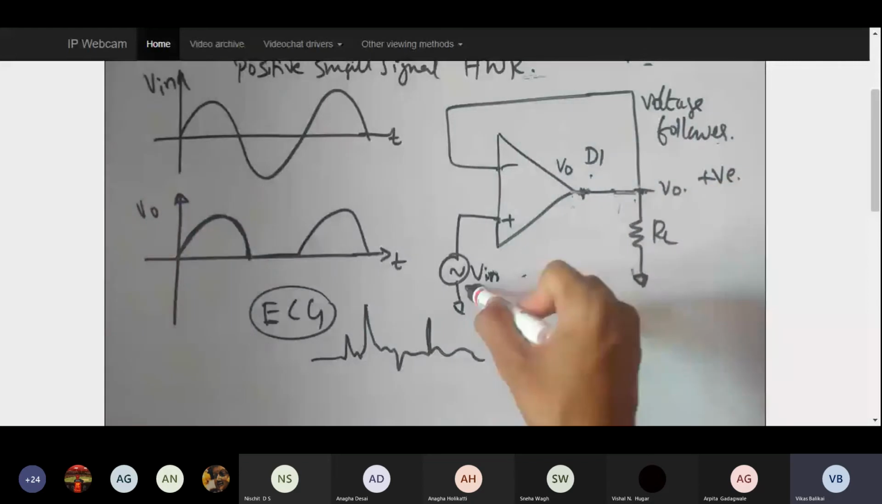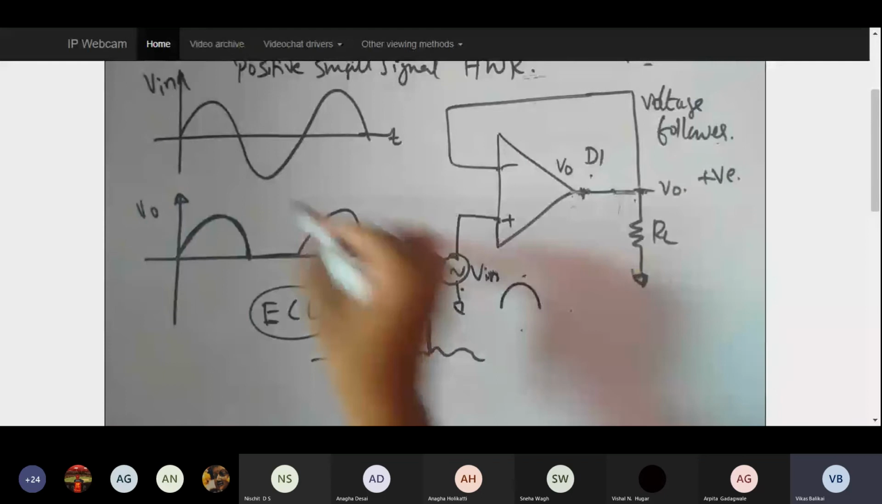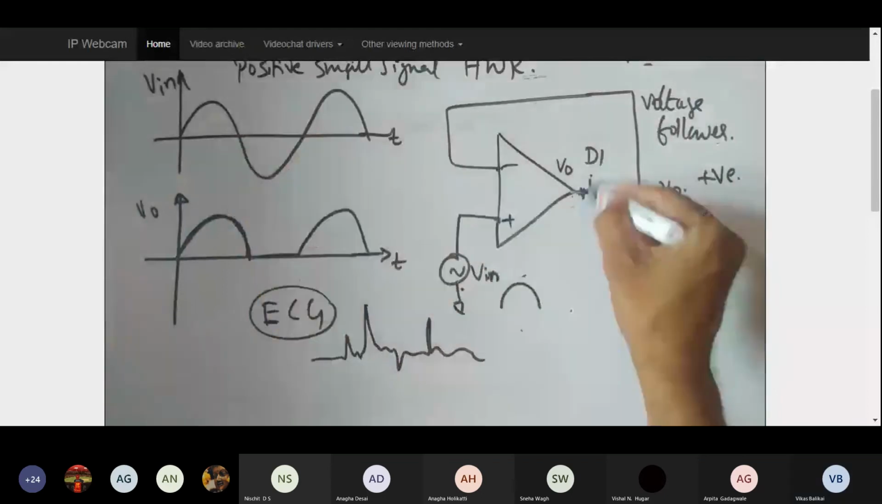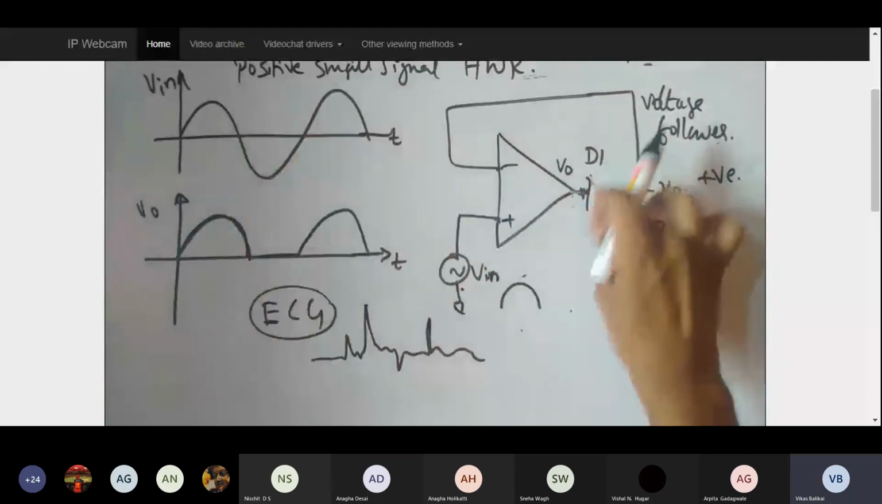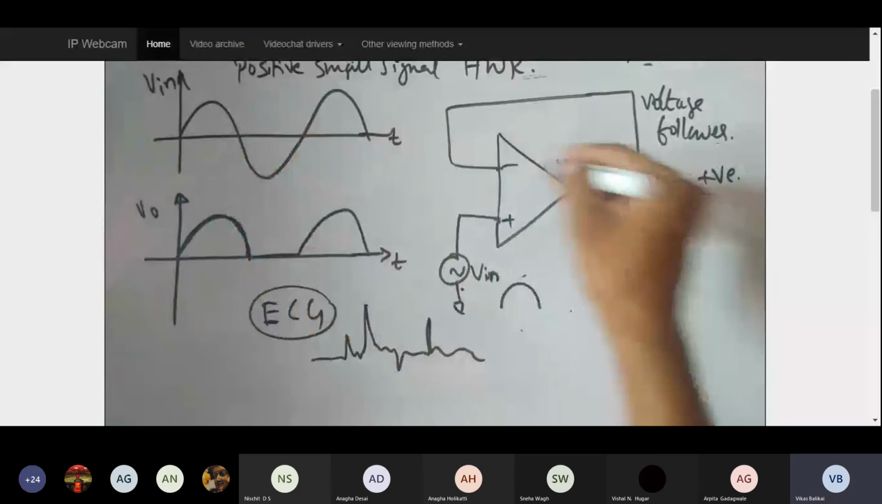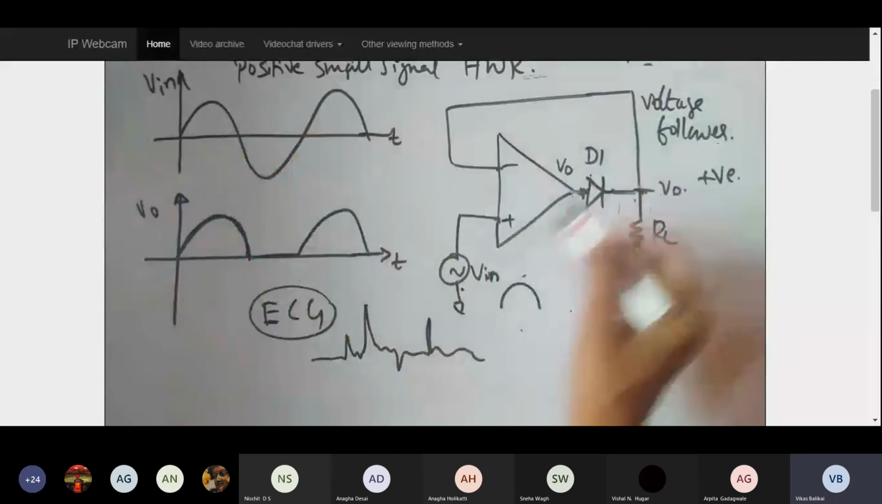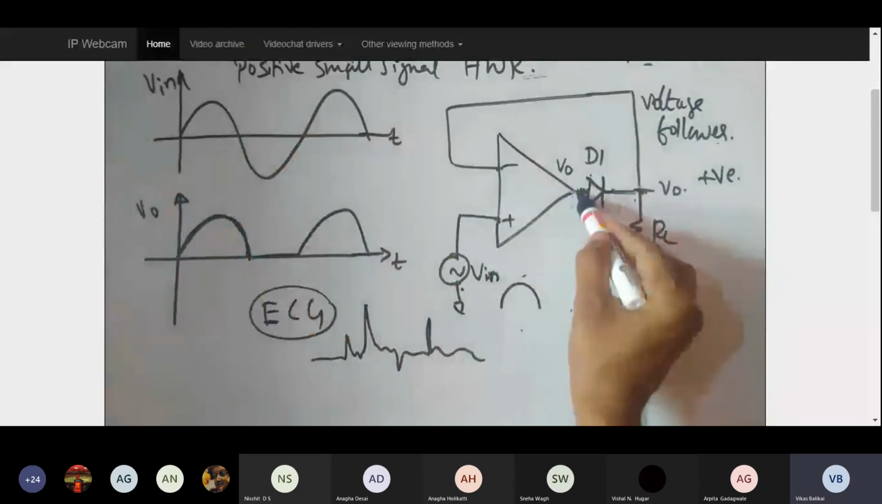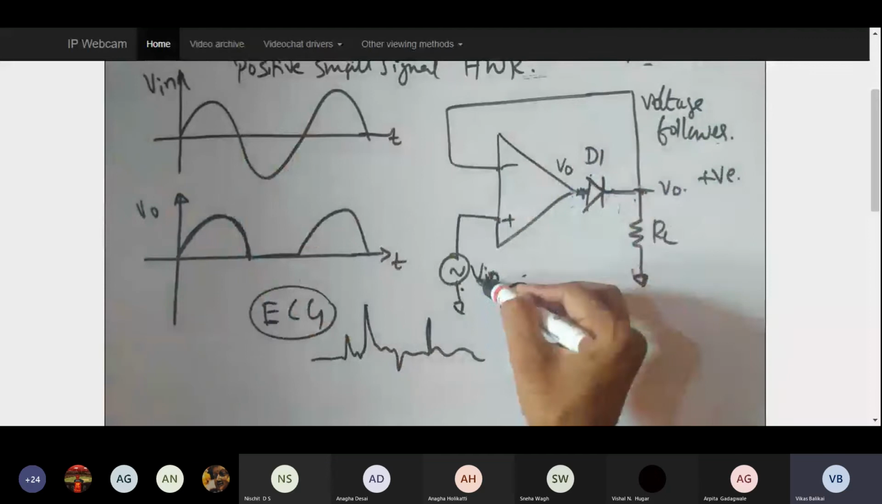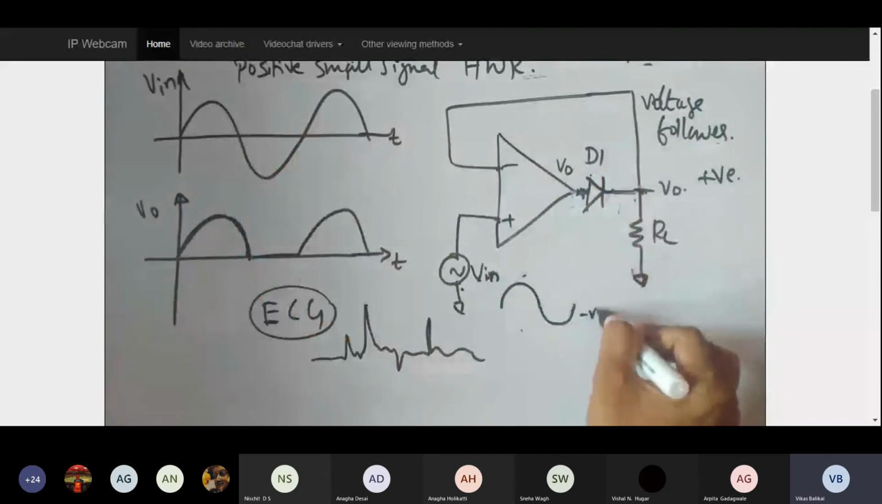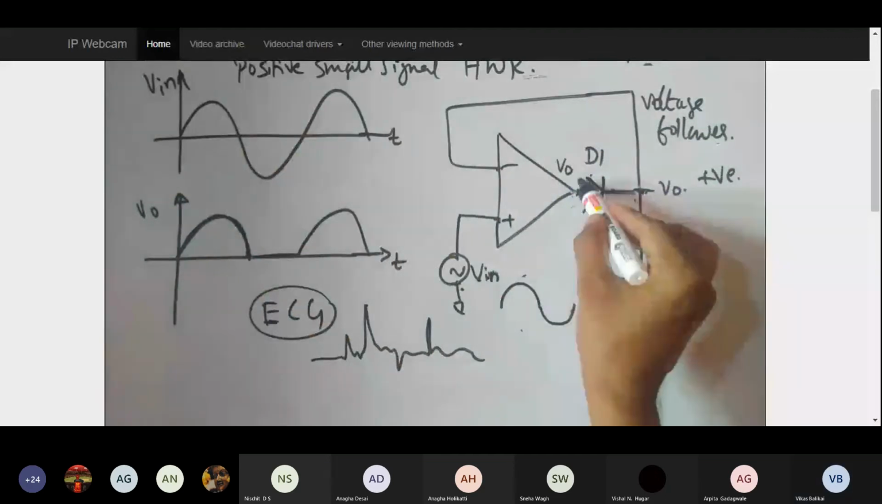Now this is going to happen at my positive half cycle. When the negative half cycle comes, before it behaves as a voltage follower, it is going to send the input back to the output over here. So my negative value is over here, and the output also will be negative.